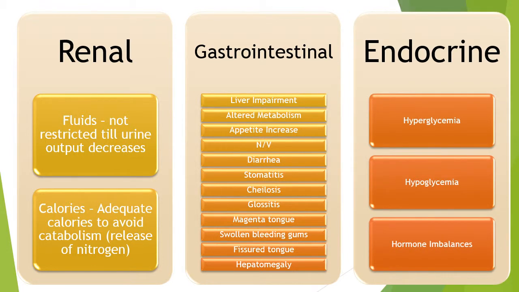In the endocrine system, the patient may experience hyperglycemia, hypoglycemia, and hormone imbalances. Most common is diabetes mellitus. Glycemic control is challenging. Hyperglycemia results in increased rates of nosocomial infections related to poor diabetic control, infection, trauma, burns, or glucocorticoid use. Hypoglycemia is related to vomiting, poor food intake, or oral hypoglycemic agents.